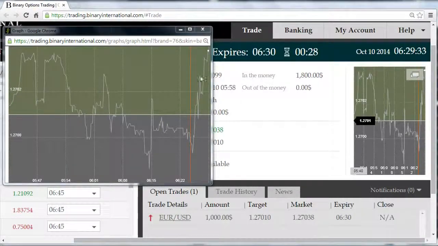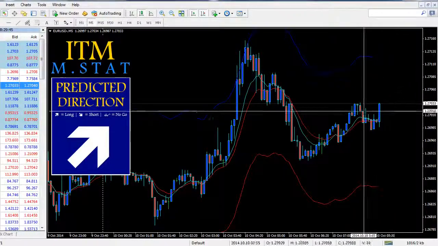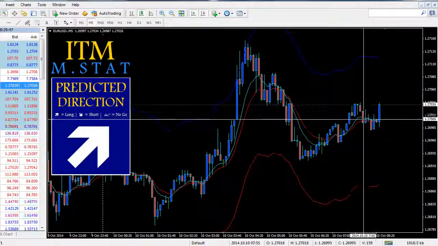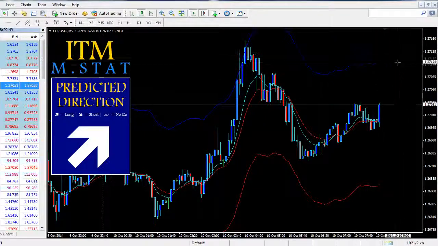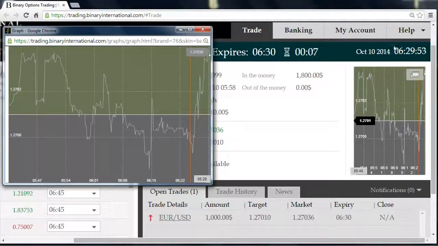Alright, back again with roughly 27 seconds remaining on this Euro USD MStat based trade. Here, as you can see, price went around the entry point for a little bit up and down before eventually breaking out to the long side as was projected in advance by ITM MStat. The predicted direction there was long, and price at the time we took the trade was just bouncing off of the middle crossover EMAs.